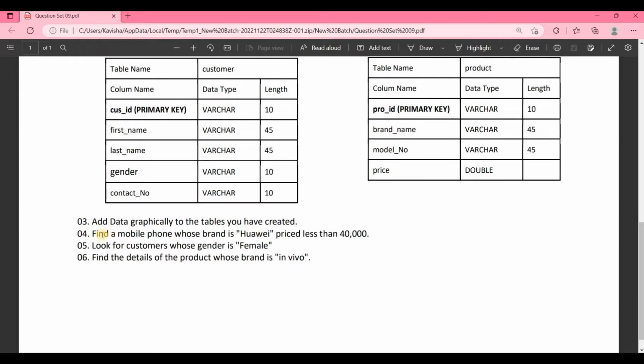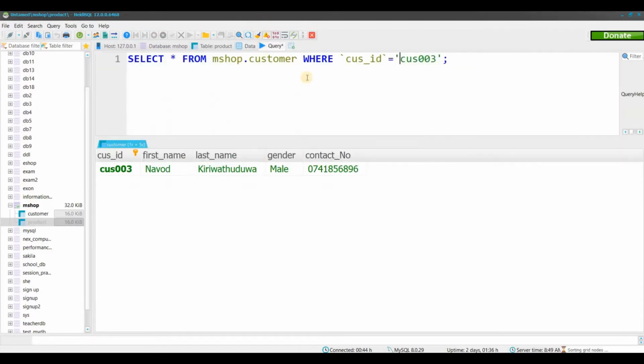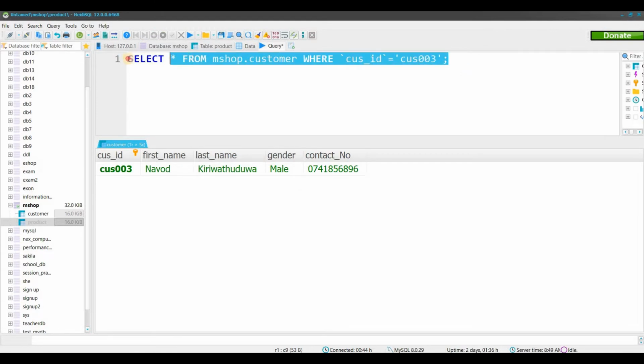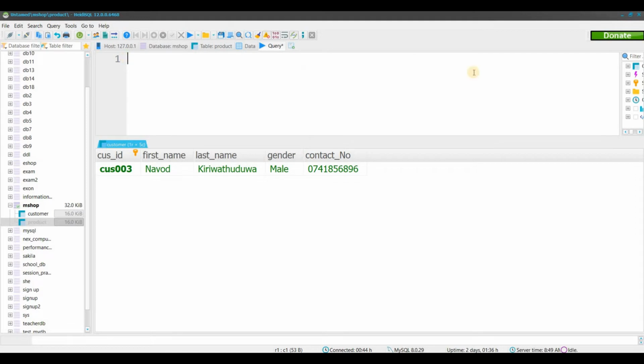In the 4th question, find a mobile phone whose brand is Huawei and the price is less than 40,000. Here I have to write a query. The brand is Huawei and the price should be less than 40,000, and this is the condition, and I'm going to write the query. Here's the query for the 4th question.